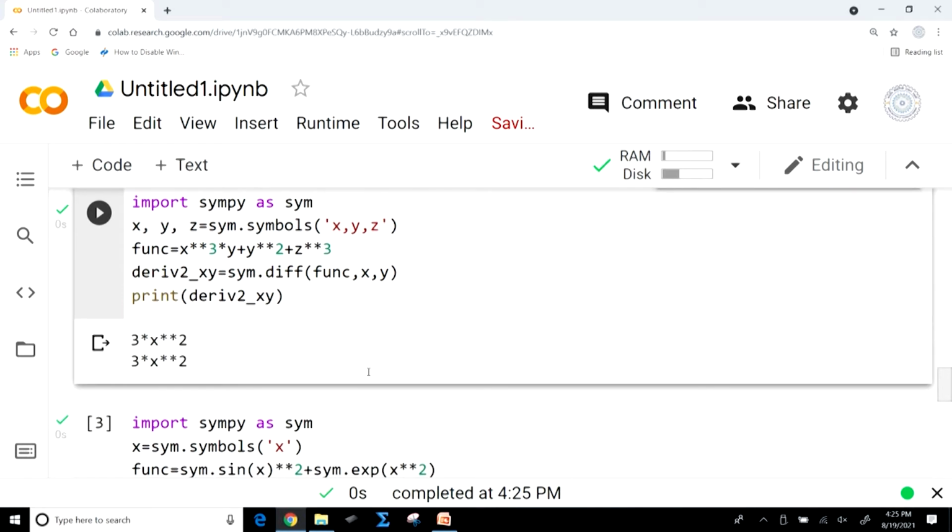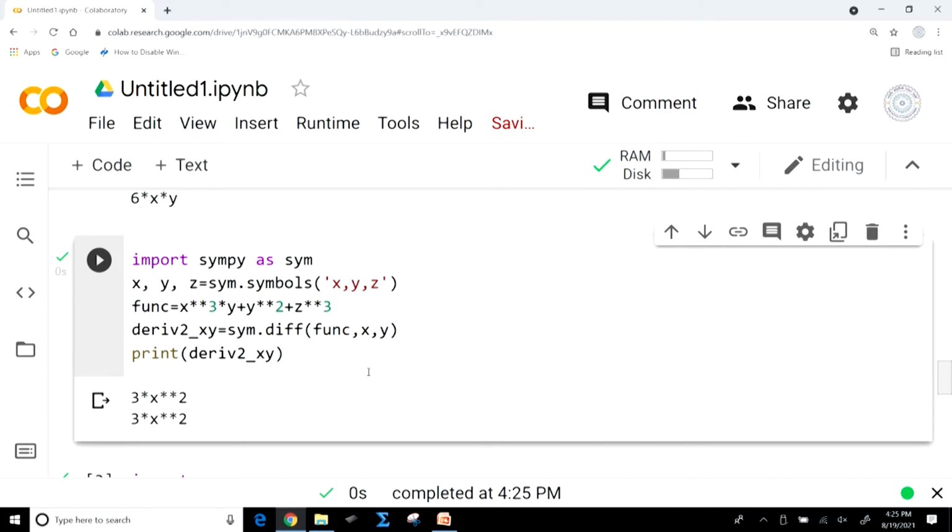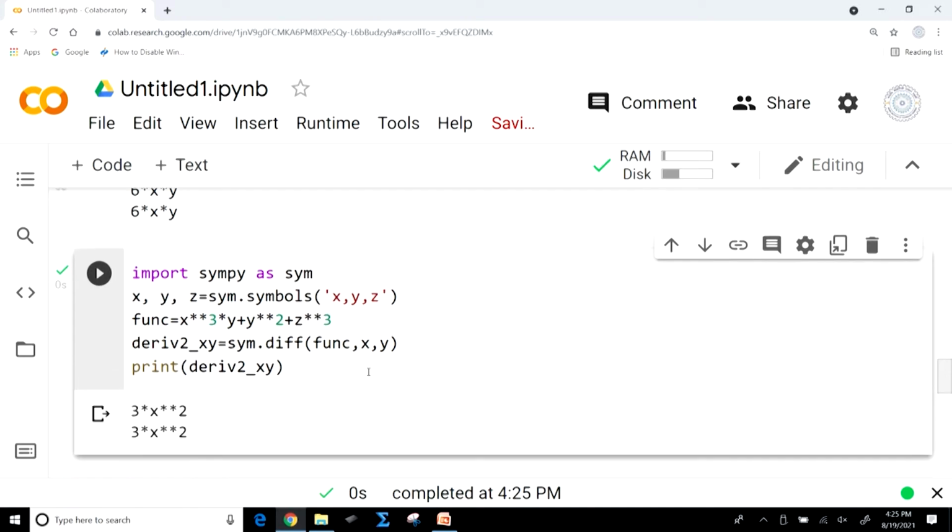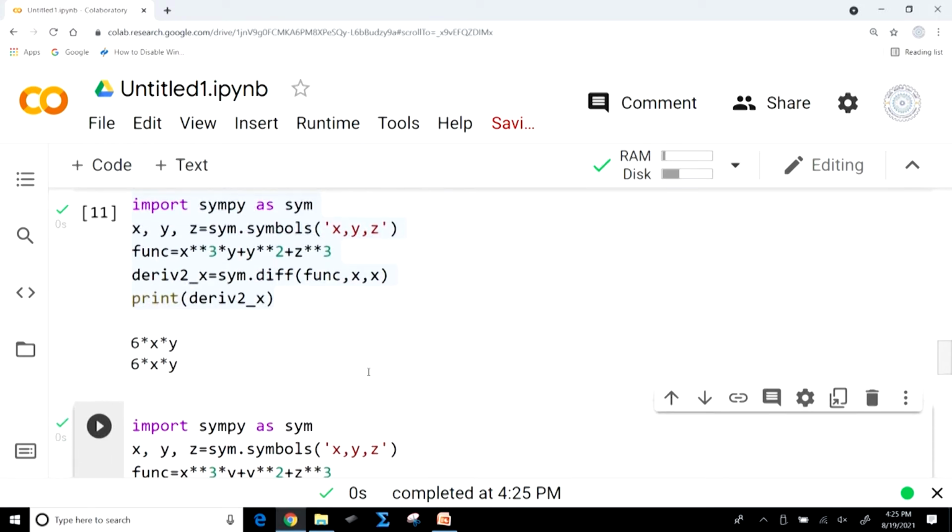So, this is how we can compute first order, second order or higher order partial derivatives with respect to x, y or z. If you want to calculate the third order partial derivative, you can write one more x here. Similarly, for the third order partial derivative with respect to y, you write y, y, y. In this way we can find the differentiation of single variable or more than one variable functions.